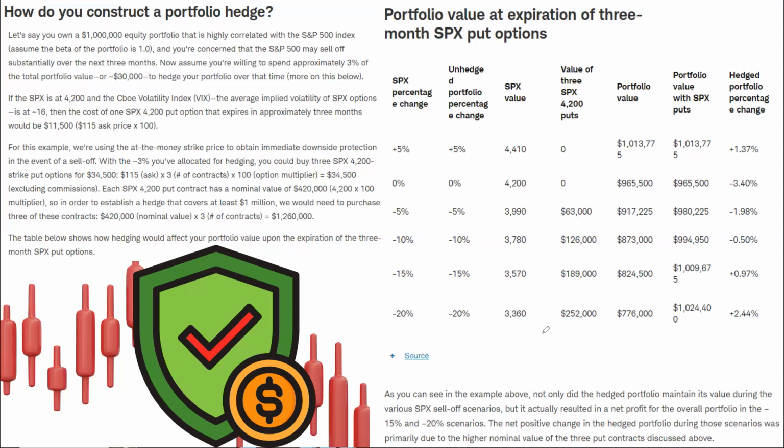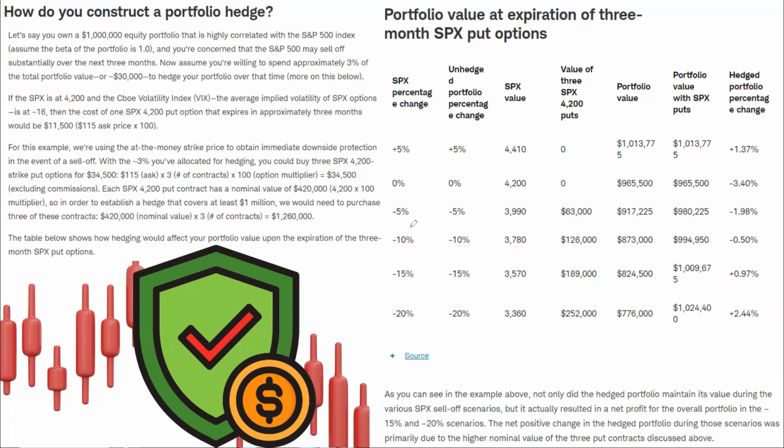But as you can see in the example above, not only did the hedged portfolio maintain its value during the various SPX sell-off scenarios, but it actually resulted in a net profit for the overall portfolio in the -15% and -20% scenarios. The net positive change in the hedged portfolio during those scenarios was primarily due to the higher nominal value of the 3 put contracts discussed above. And that's what we saw here and what we highlighted, right?